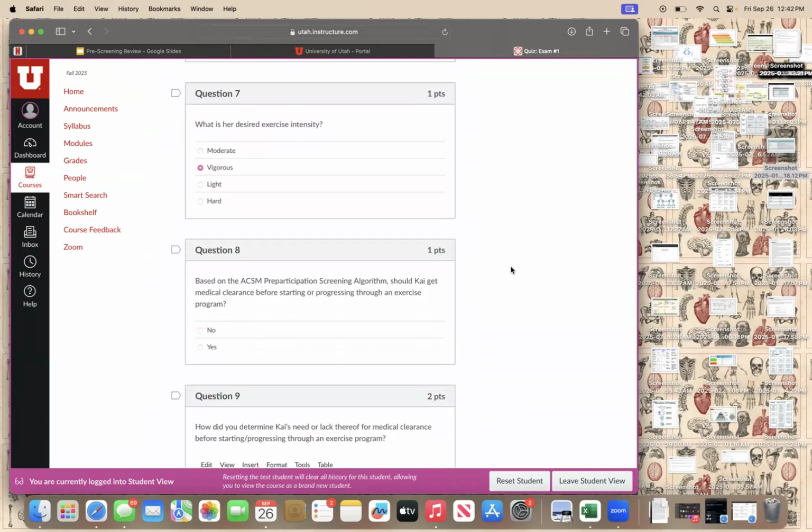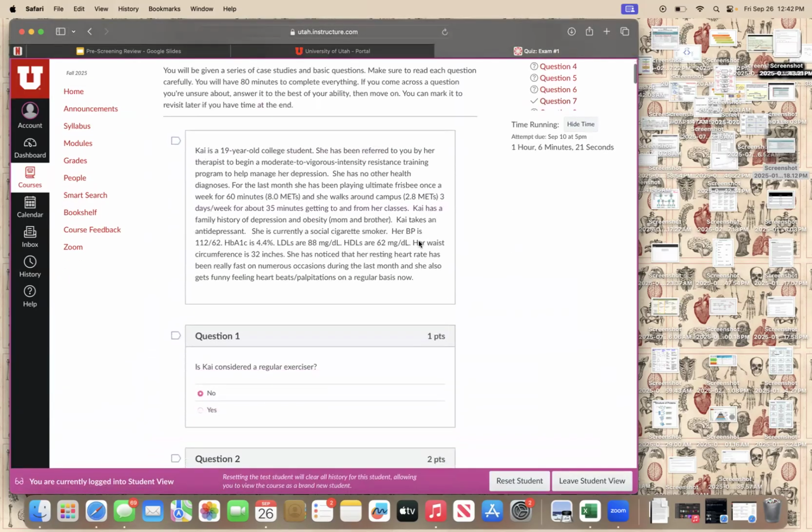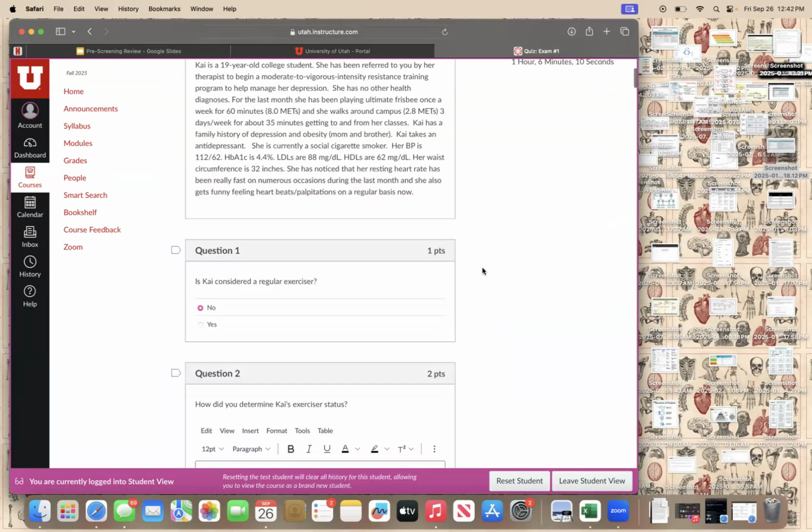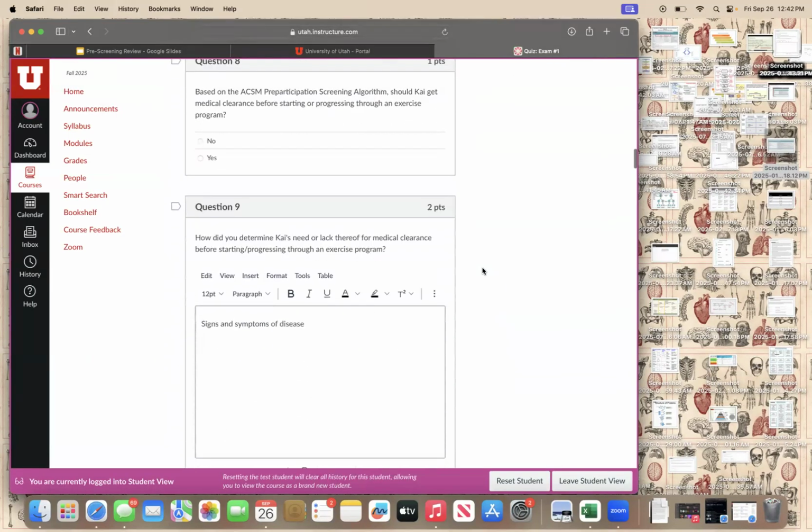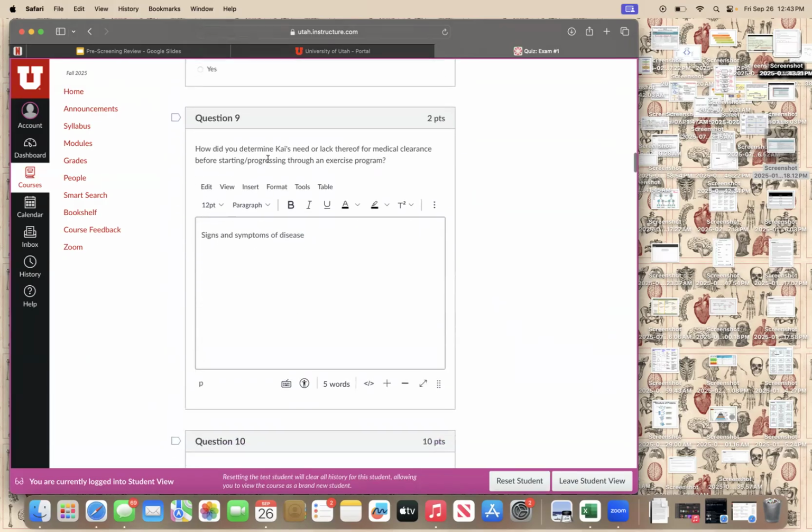And then her desired intensity would be vigorous, since she is already playing Ultimate Frisbee once a week for 60 minutes at 8.0 METs. And then she's also been referred to us by a therapist to begin moderate to vigorous intensity. And then based on the ACSM pre-participation screening, should Kai get medical clearance? So we go ahead and say yes. From those infographics before that showed us that she's not a regular exerciser and she does have signs and symptoms. So she would definitely need that medical clearance before we would be able to give her exercise prescription. And then, yeah, how do we determine this? Her signs and symptoms of disease, particularly.